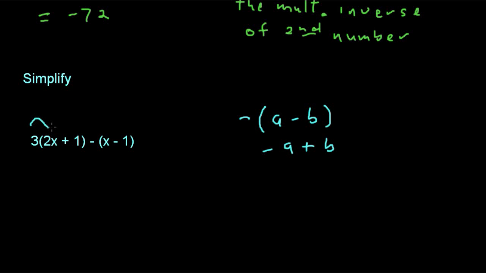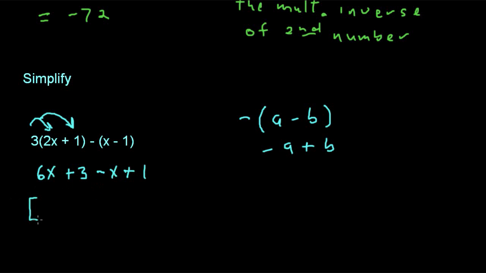So first, let's use the distributive property to get rid of the first parentheses. That's our first step in simplifying. So 3 times 2 is 6x, and 3 times 1 is 3. And to remove the parentheses in the second problem, remember, all we need to do is just change the signs. So x becomes negative x, and negative 1 becomes 1.